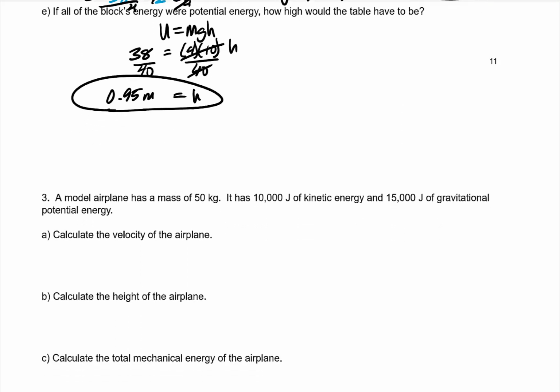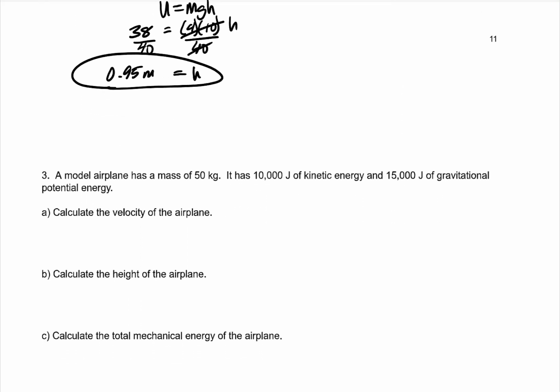A model airplane has a mass of 50 kilograms. It has 10,000 joules of kinetic energy and 15,000 joules of gravitational potential energy. Calculate the velocity of the plane. Velocity has to do with kinetic energy. So kinetic energy is 1/2 mv squared. So 10,000 joules of kinetic energy is equal to 1/2 times the mass of 50 kilograms times the velocity squared.